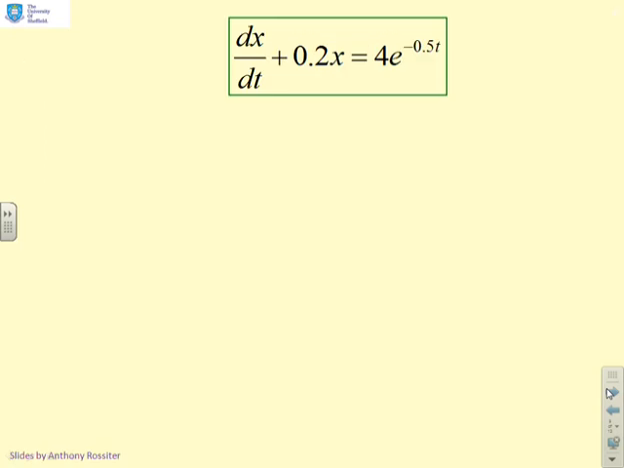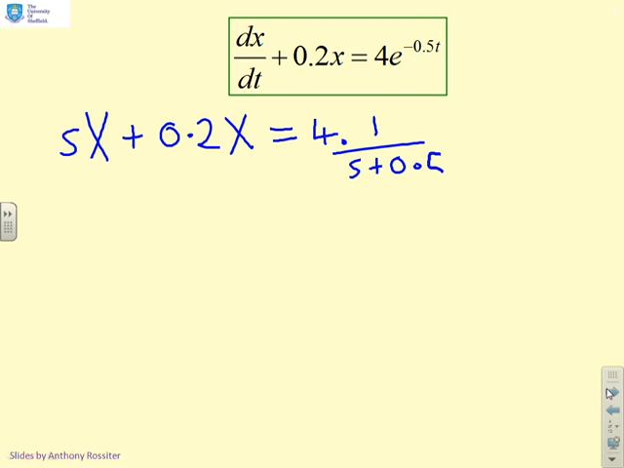First one then, dx/dt plus 0.2x equals 4e to the minus 0.5t. The first thing then to do is to take Laplace. So if I take Laplace, and I'm going to skip some of the steps because you should be familiar with this by now, we've got s X(s) plus 0.2 X(s) equals 4 into 1 over s plus 0.5, and what I've done is I've assumed, because we're doing Laplace type methods, that x(0) equals 0. So I've taken Laplace of the left hand side and Laplace of the right hand side.